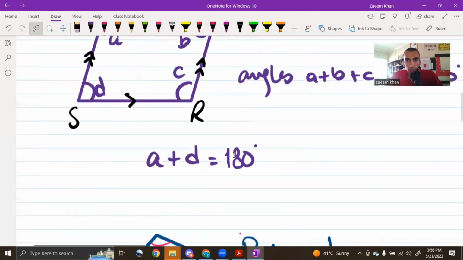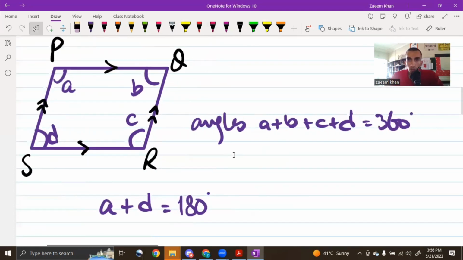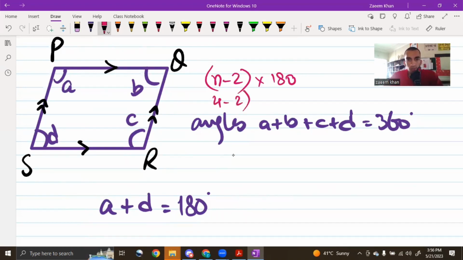Similarly, if we go back, you told me that the sum of all of these angles is 360. Now let's put this rule to the test. n minus 2, into 180. In a quadrilateral, what's the number n equal to? Four. 4 minus 2, into 180. What does that give us?